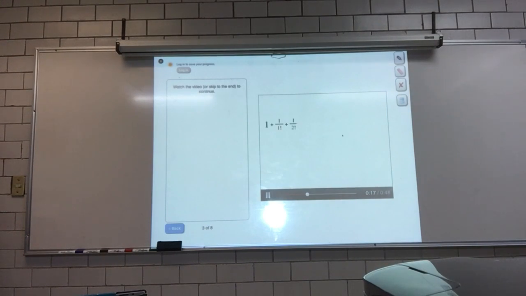Let's try using this comparison test on an example. Here's the series 1 plus 1 over 1 factorial, plus 1 over 2 factorial, plus 1 over 3 factorial, plus 1 over 4 factorial, plus 1 over 5 factorial, and so on. Does this series converge or diverge? To find out, we're going to compare it to this series over here. 1 plus 1 over 1 plus 1 over 2 plus 1 over 2 squared plus 1 over 2 cubed plus 1 over 2 to the fourth, and so on, adding up 1 over all the powers of 2. First off, does this series down here converge or diverge?